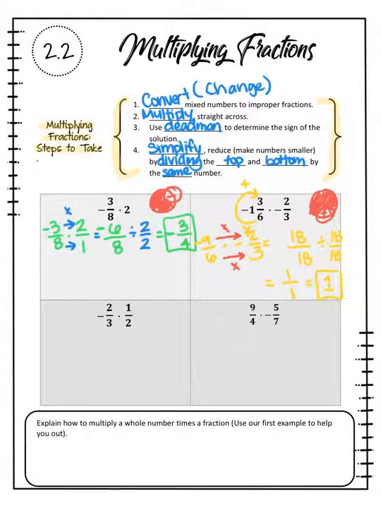Go ahead and try the other 2 examples, and don't forget to read your steps. We convert first, multiply next, use dead man, and then simplify your answers. And then on the very bottom, you are going to be explaining how to multiply a whole number times a fraction, and obviously, you're going to use the first example to help you out.